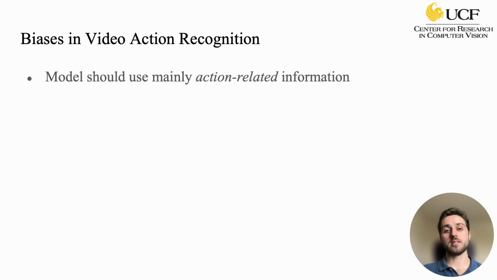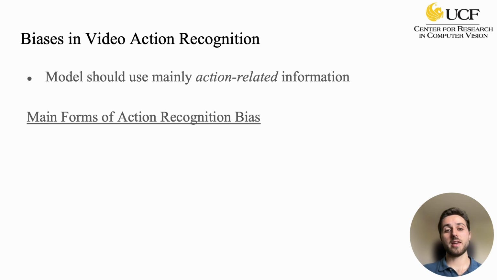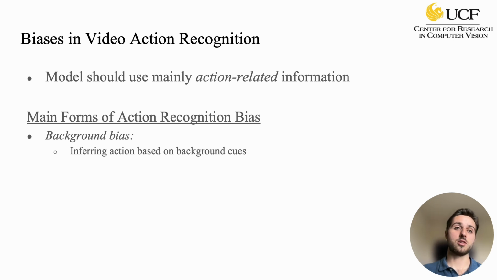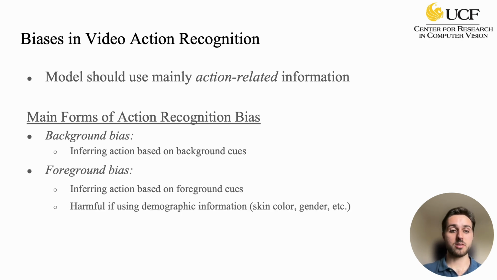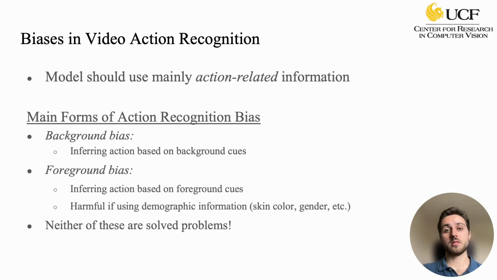However, models will often exhibit some form of bias. This can broadly be categorized into two main forms. First being background bias, where you use the background to help decide the action, maybe looking at the ocean to decide surfing, or foreground bias, where you can help decide the action by looking at the foreground, maybe like a sporting jersey. This can be especially harmful if this foreground bias comes from demographic information, such as skin color or gender, and neither of these are solved problems.